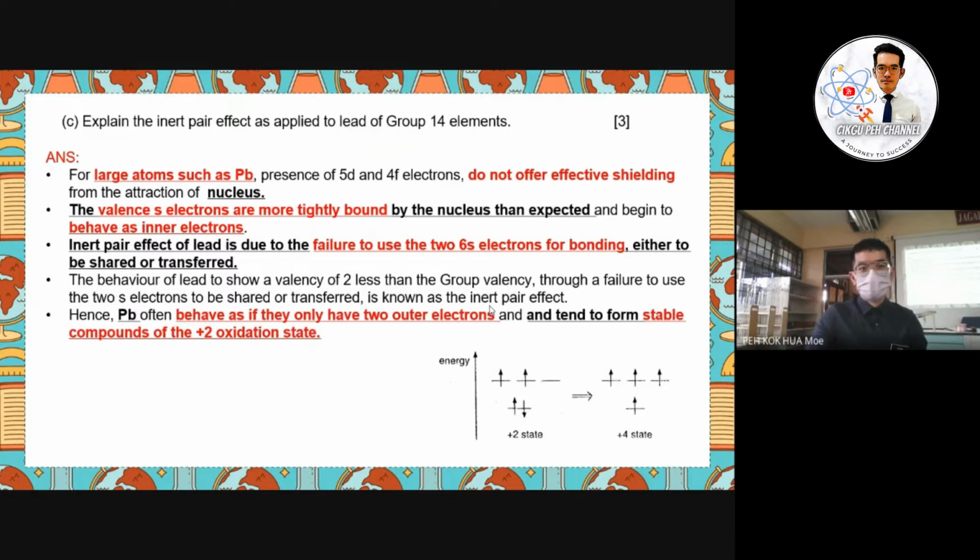So lead behaves as if it only has 2 outer electrons, and forms stable compounds of +2 oxidation state. Although they have 4 valence electrons, due to the inner pair effect, these 2 electrons at the 6s orbital behave as inner electrons. So only the 2 electrons from the 6p will be involved in the bonding.